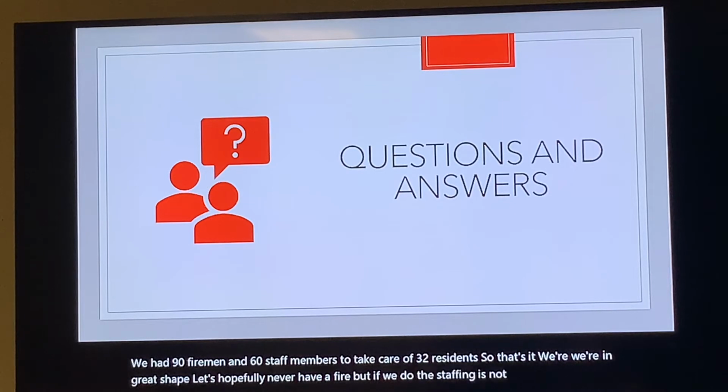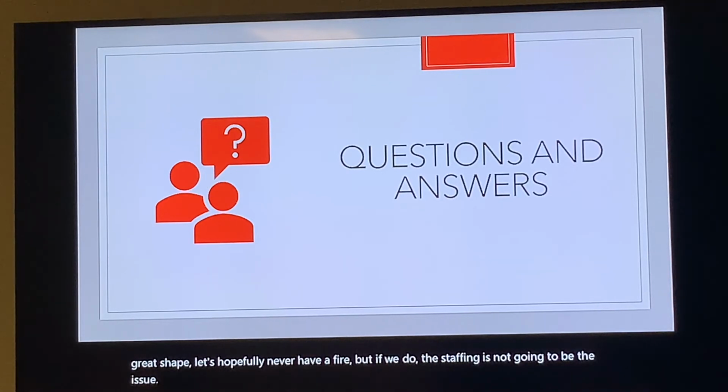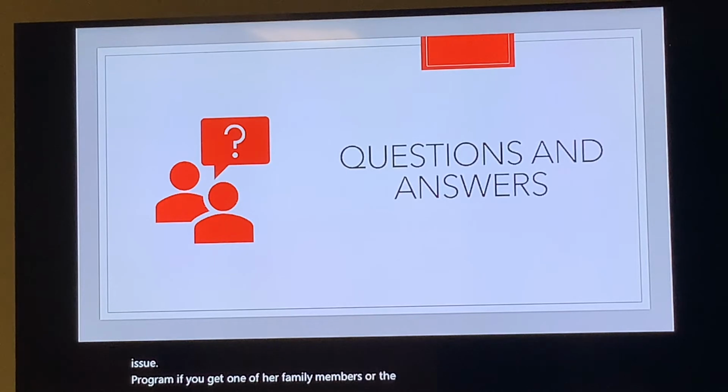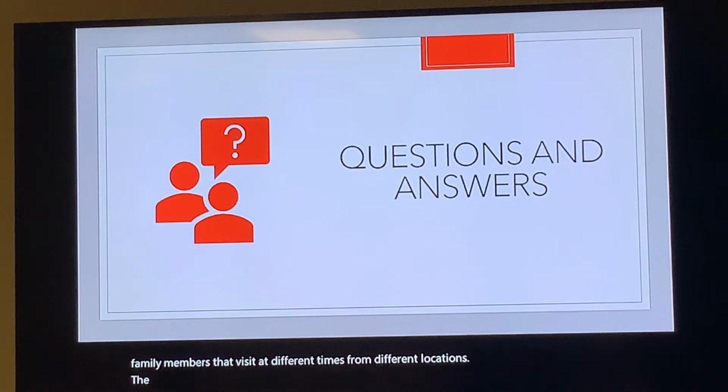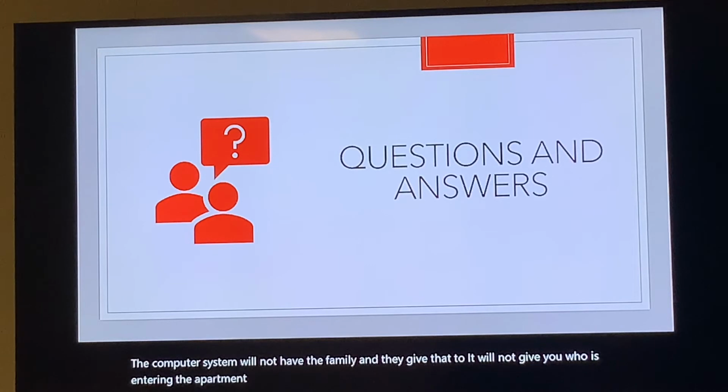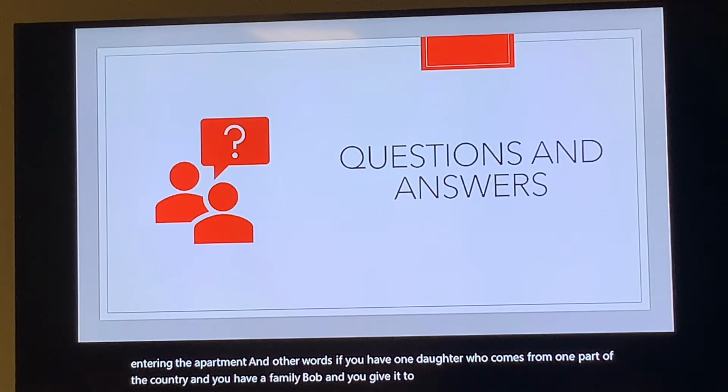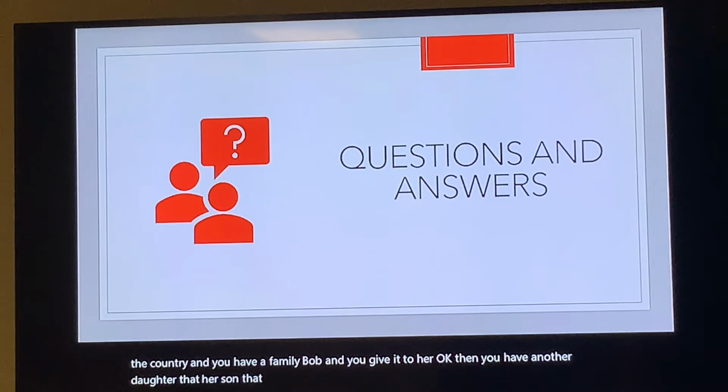Given the fob is programmed, if you get one for a family member, and you have multiple family members that visit at different times from different locations, the computer system will not give you who is entering the apartment. In other words, if you have one daughter who comes from one part of the country, and you have a family fob and you give it to her, then you have another daughter or son that comes from another part of the country and you give them the fob, you have to record who the family member is who has the fob.